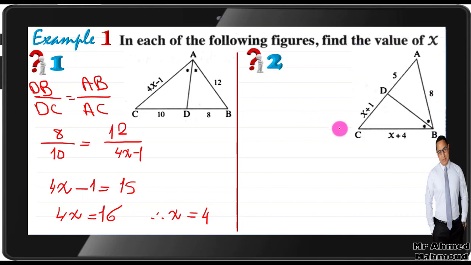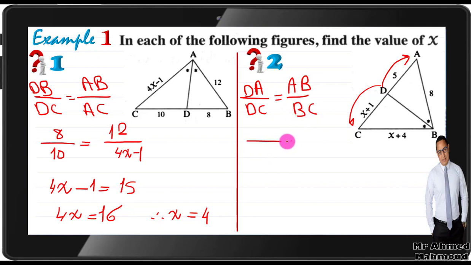Now D is the point of division of the line segment AC. So DA over DC equals AB over BC. DA equals 5, DC equals x plus 1, AB equals 8, BC equals x plus 4.